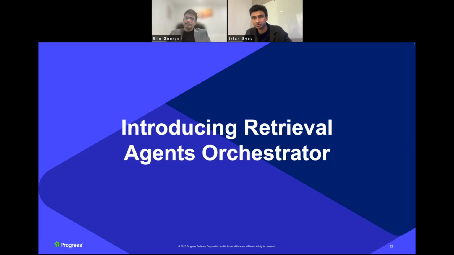Retrieval Agents Orchestrator is going to be a new product that will be powered with the backup of MarkLogic. What it is going to do is that it's going to solve the problems that we have been talking about so far with MCP and go into the space of how we can build agentic solutions that can go and talk across multiple data sources.